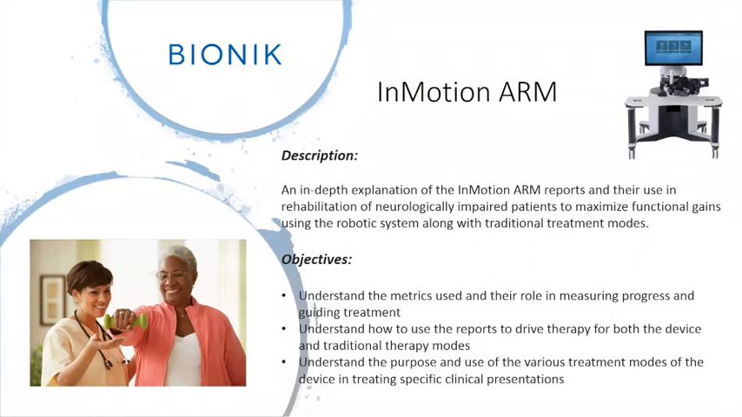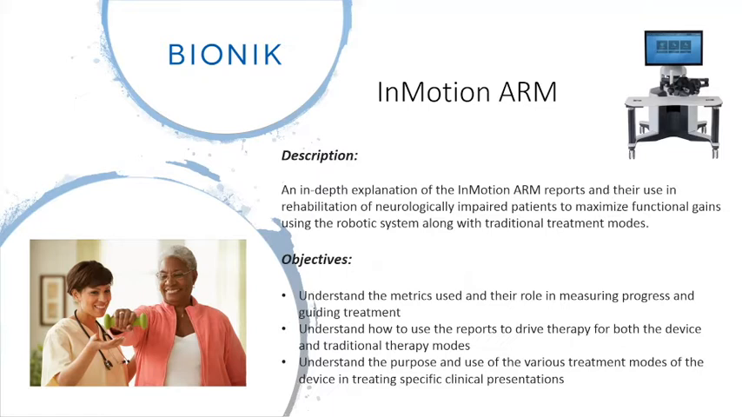On the screen, you can see our course description and objectives. So let's run through the process of using the reporting system with an example patient. Your patient has had a stroke and has right arm weakness and hypotonicity. You have the InMotion ARM to use for rehabilitation, but where do you start?